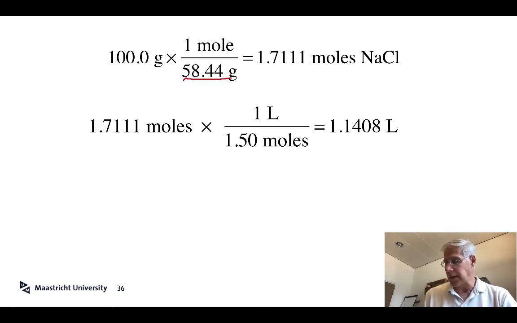So in order to get 1.711 moles of sodium chloride, I see that I need 1 liter of solution to get 1.5 moles of sodium chloride. Okay, and that comes from the concentration of the solution. So it turns out I need a little bit more than 1 liter. If 1 liter gives me 1.5, then to get 1.7, I need a little bit more than that, and that's exactly what my calculation shows.